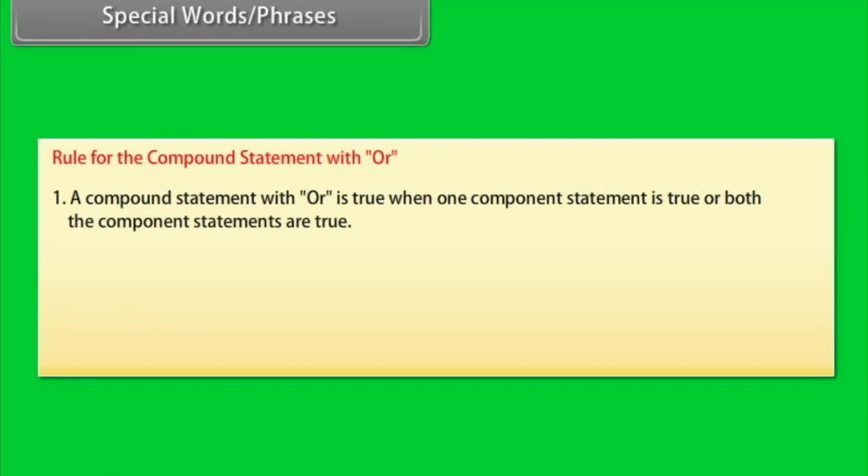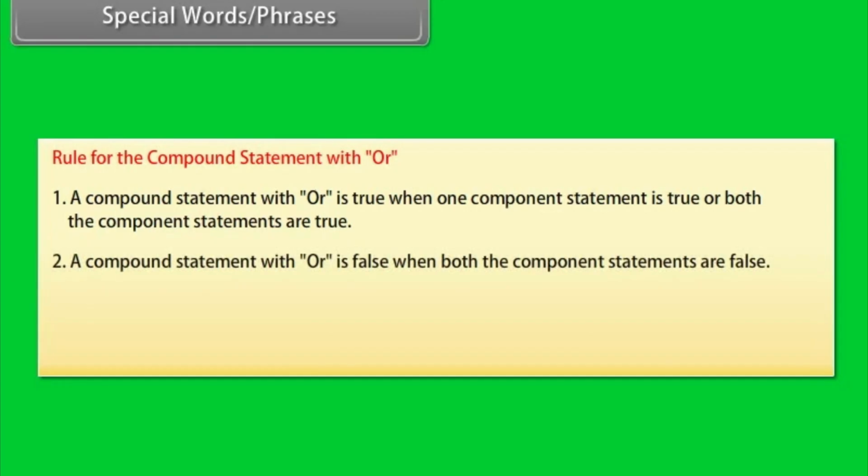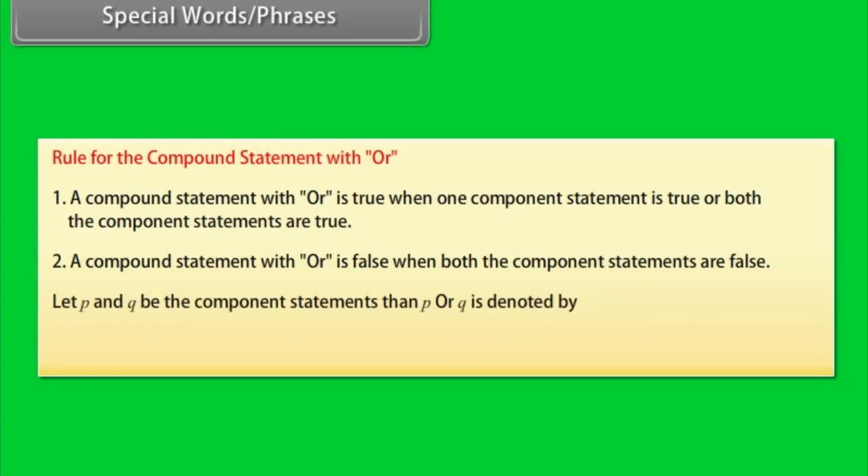1. A compound statement with "or" is true when one component statement is true or both the component statements are true. 2. A compound statement with "or" is false when both the component statements are false. Let P and Q be the component statements, then P or Q is denoted by P ∨ Q.